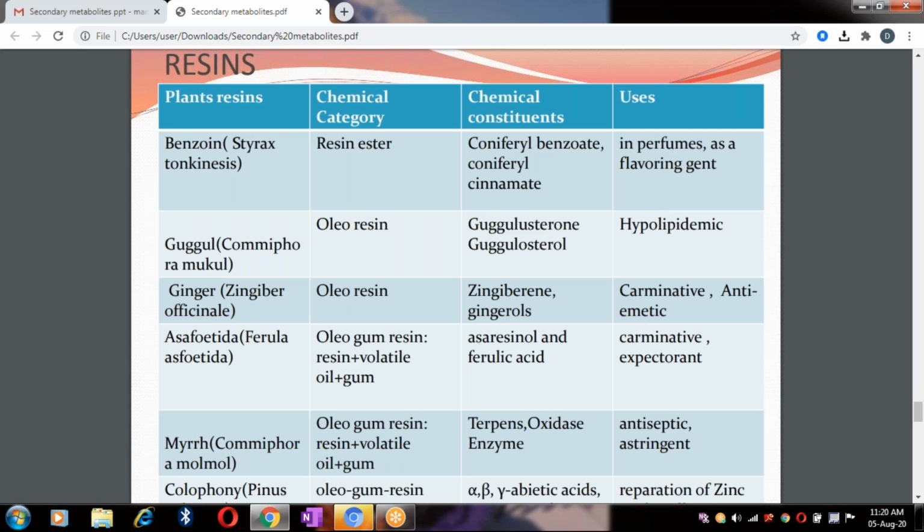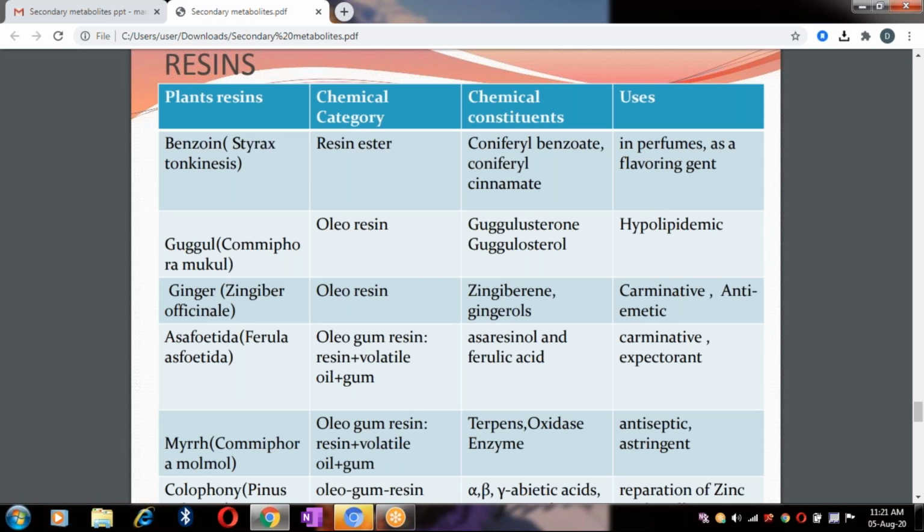It's an unorganized drug obtained from Styrax tonkinensis. So it mainly has chemical constituents coniferyl benzoate, coniferyl cinnamate, etc. And this is used in making agarbatti and all, as a perfuming and flavoring agent. Next, Guggul is got from Commiphora mukul. This is the oleoresin, mainly guggulsterone and guggulsterol are present. It acts as hypolipidemic. It will reduce the lipid levels.